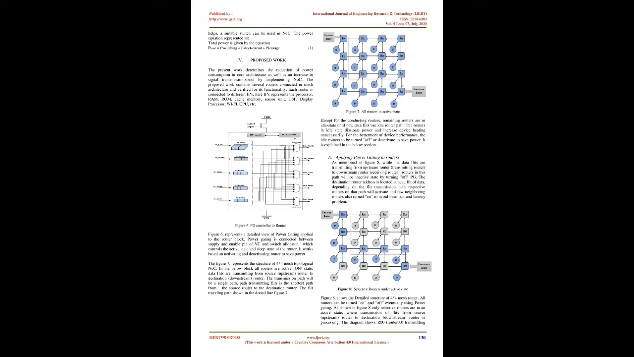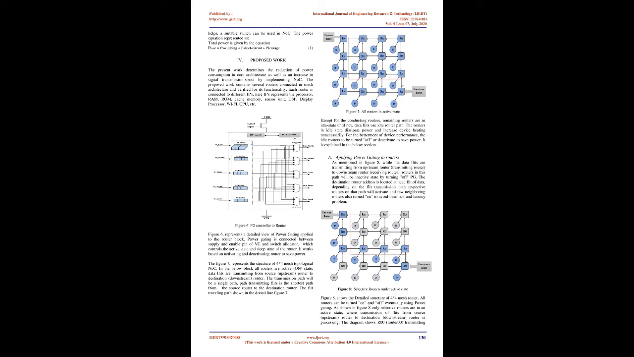Figure 7 represents the structure of a 4x4 mesh topology NoC. In the block below, all routers are in the active, on state. Data flits are transmitting from the source, upstream router, to the destination, downstream router. The transmission path will be a single path. The path transmitting flits is the shortest path from the source router to the destination router. The flit traveling path is shown by the dotted line in Figure 7. Except for the conducting routers, the remaining routers are in idle state until new data flits use the idle router path. The routers in idle state dissipate power and increase device heating unnecessarily. For the betterment of device performance, the idle routers should be turned off or deactivated to save power. It is explained in the section below.